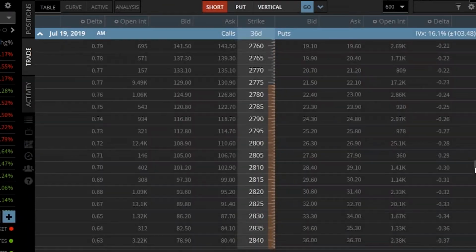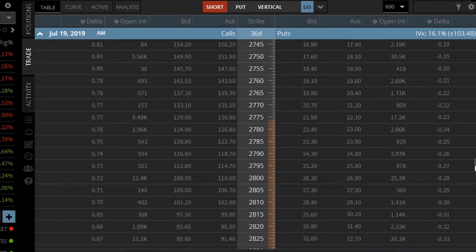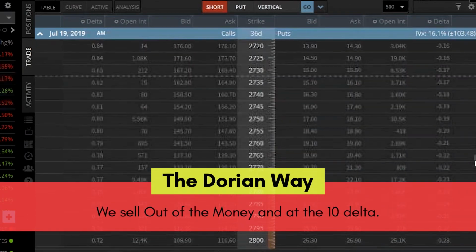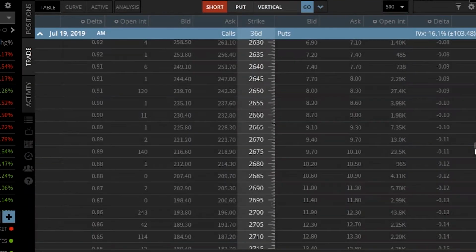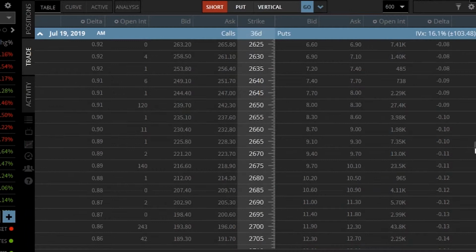So when selling a put, the Dorian Way, when dealing with regular T margin, and that's the regular margin most people get, we sell out of the money and we sell at the 10 delta. And we're usually just buying a 10-point wide spread, selling a 10-point wide spread. But a put spread can be a half a point wide, or it can be thousands of points wide.